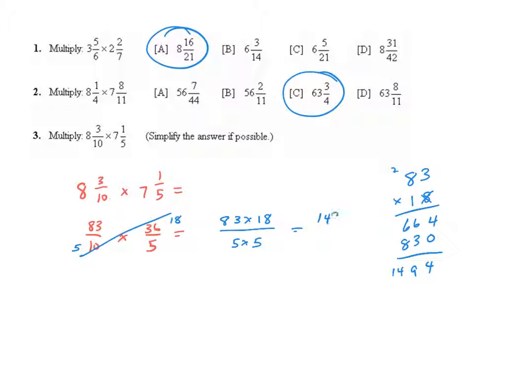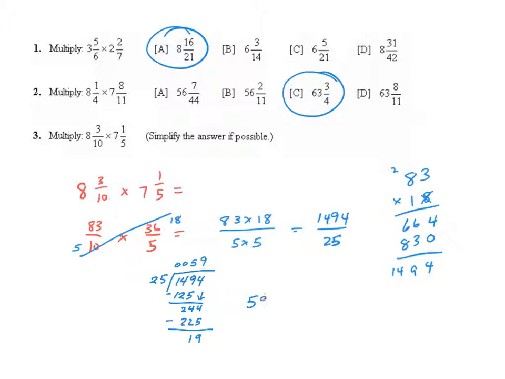1,494 over 25. I'm now going to change 1,494 over 25 to a mixed number by dividing. And 25 goes into 149 5 times. And then into 244 9 times. If you're not sure of these, you can always work them out and make a list of 25s. 244 minus 225 is 19.